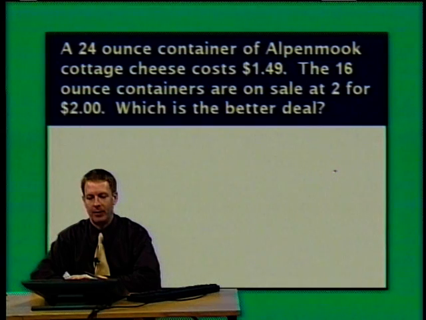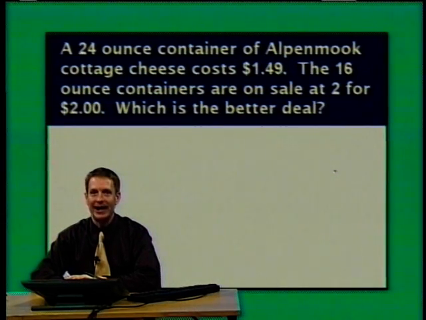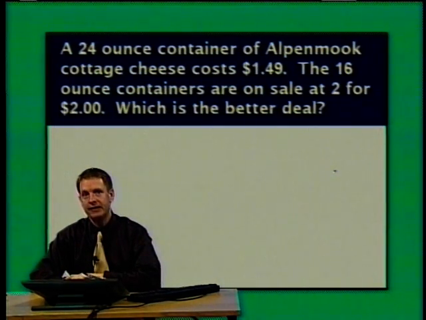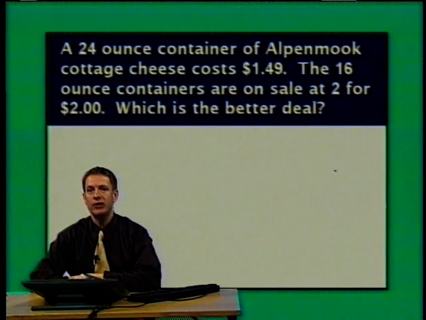Let's see another example. A 24-ounce container of Alpenmook cottage cheese costs $1.49. The 16-ounce containers are on sale at 2 for $2. Which is the better deal? Well, the trick in figuring this out is that we have two different sizes for containers. Very, very frequently, the way that we make a comparison is we find what is called the unit cost for each of the products. How much does one unit of the 24-ounce container cost, and how much does one unit of the two 16-ounce containers cost?